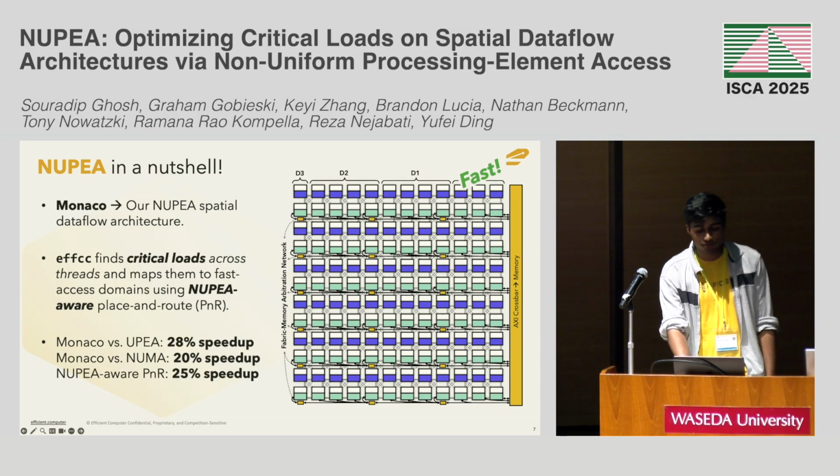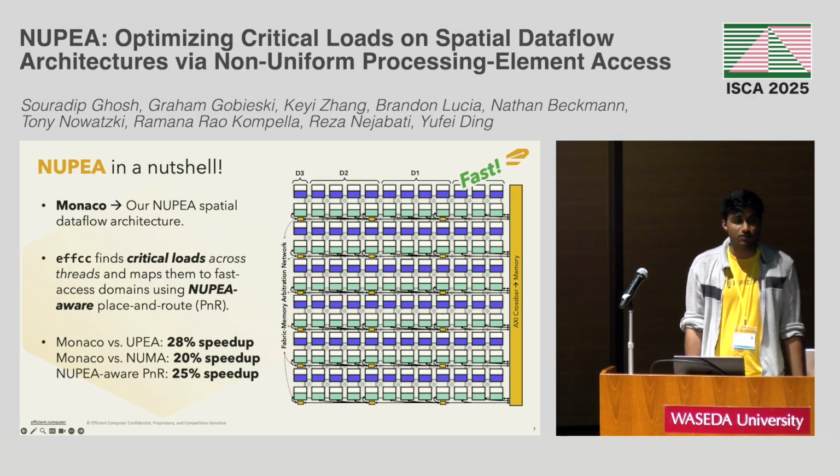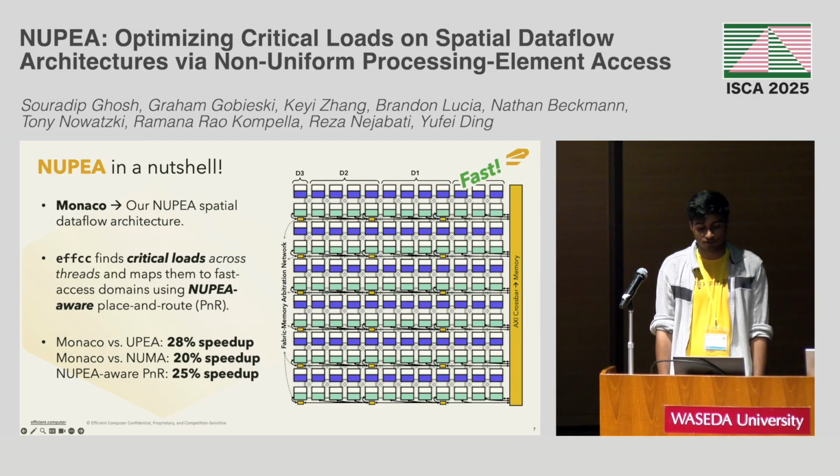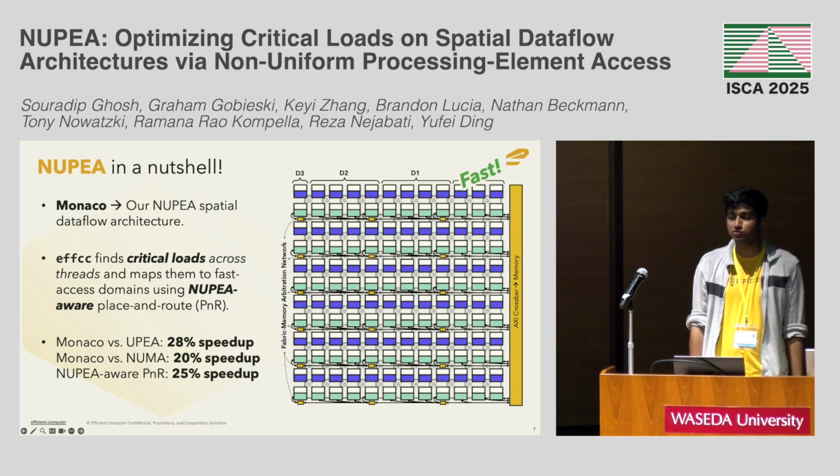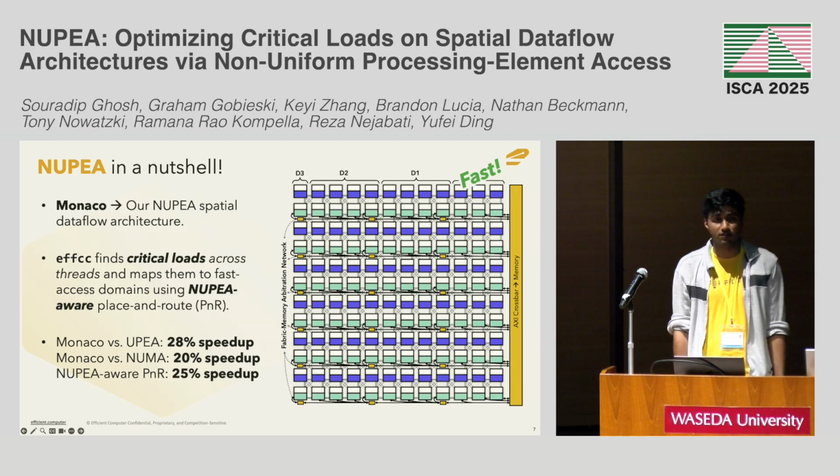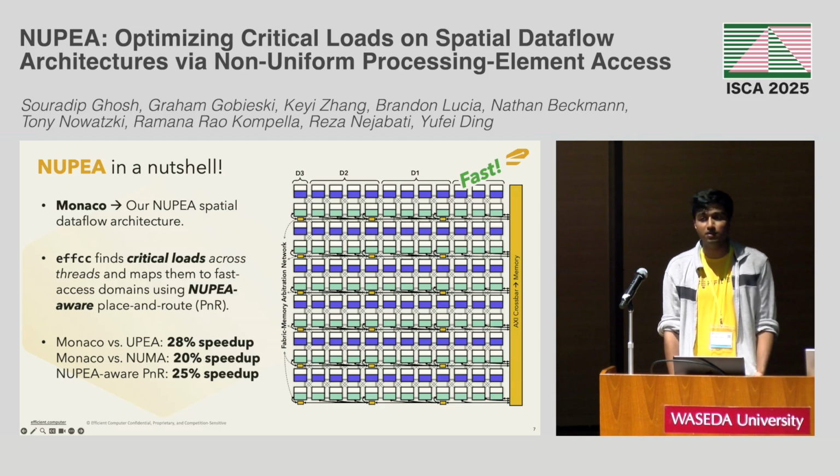To highlight a few headline results, against a realistic uniform PE access, or UPA, architecture, Monaco achieves a 28% speedup across a variety of workloads. It also achieves a 20% speedup against a similar UPA SDA with NUMA domains. And adding NUPEA awareness to FCC gives our workloads an average 25% performance improvement.